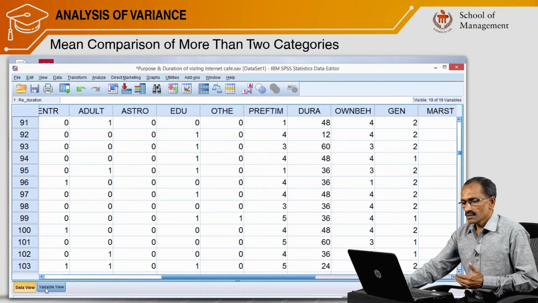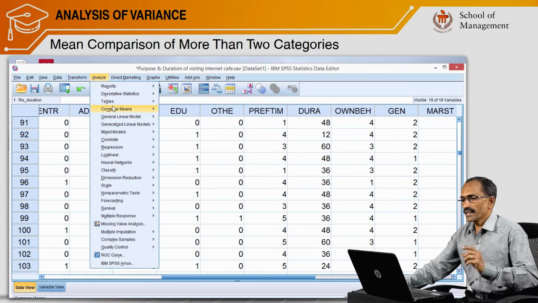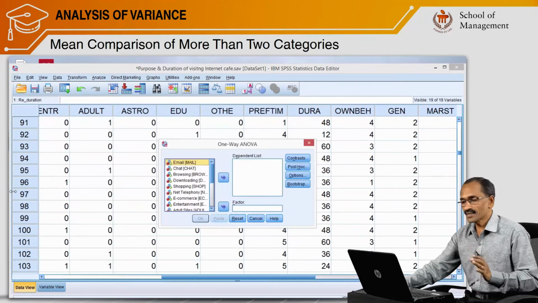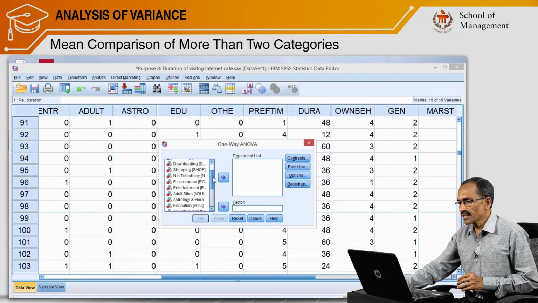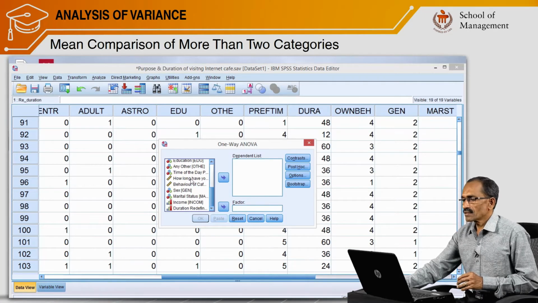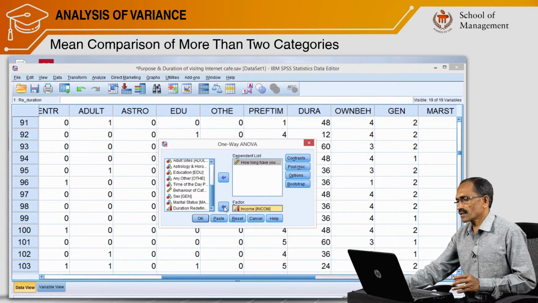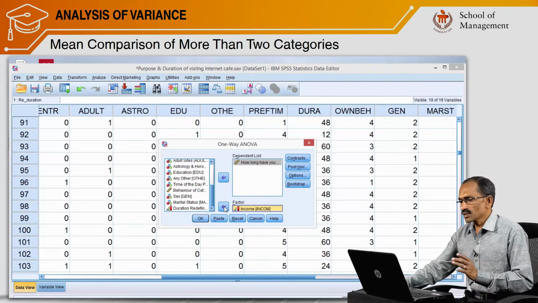So how will you find it? Go to Analyze, locate Compare Means, since this is a mean comparison test. From Compare Means, locate One-Way ANOVA. When we click on One-Way ANOVA, we will get a window like that. In the dependent list, we have to load the duration, which is in scale measurement. We load it here as the dependent value. And what is the factor? The factor is nothing but income.